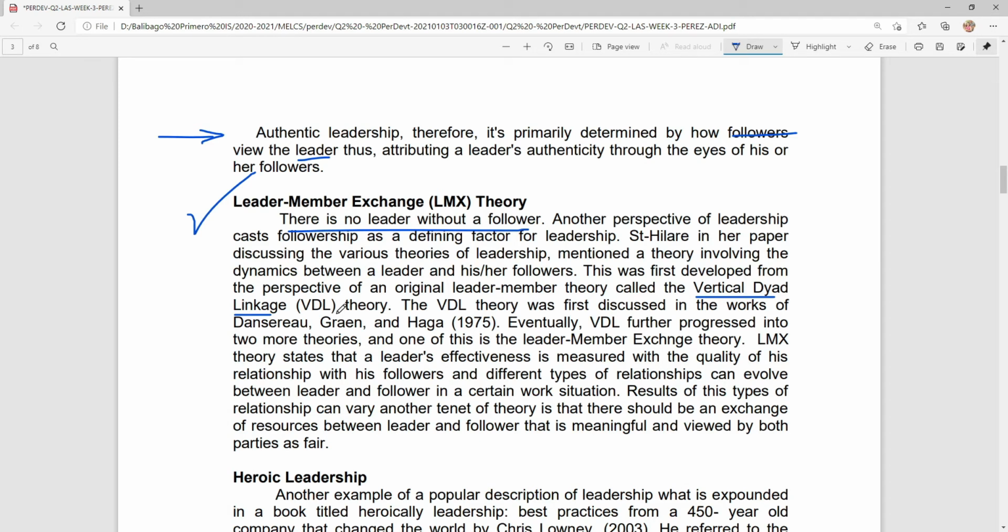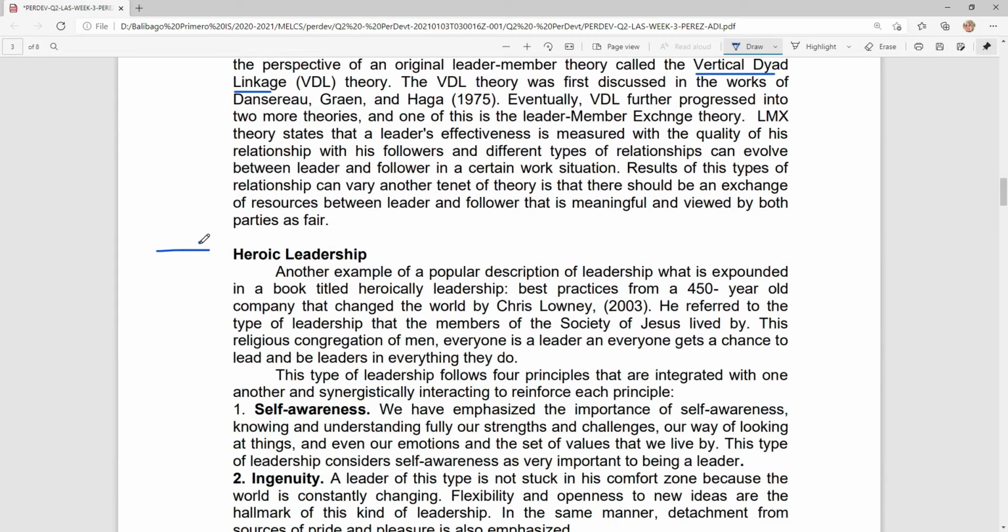Yes, that's true. It is just like give and take. You are the leader, and then your followers will also give and take from you. You must have unity, harmony. You must understand each other. Do not embrace too much power. Just keep it balanced. Now we have heroic leadership.